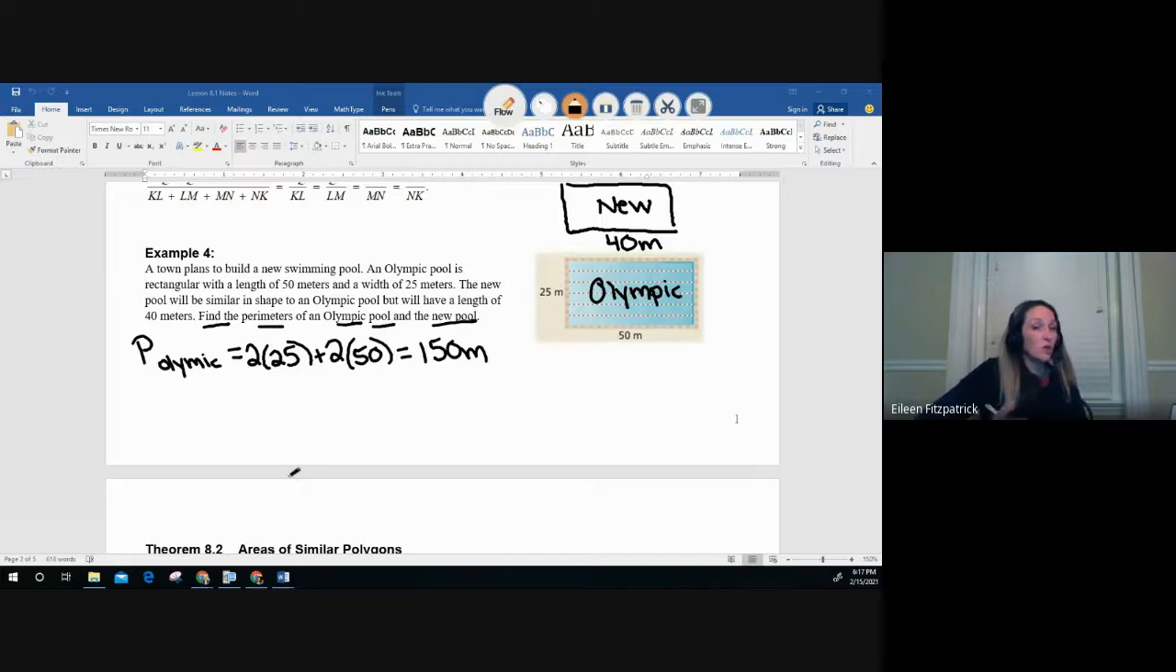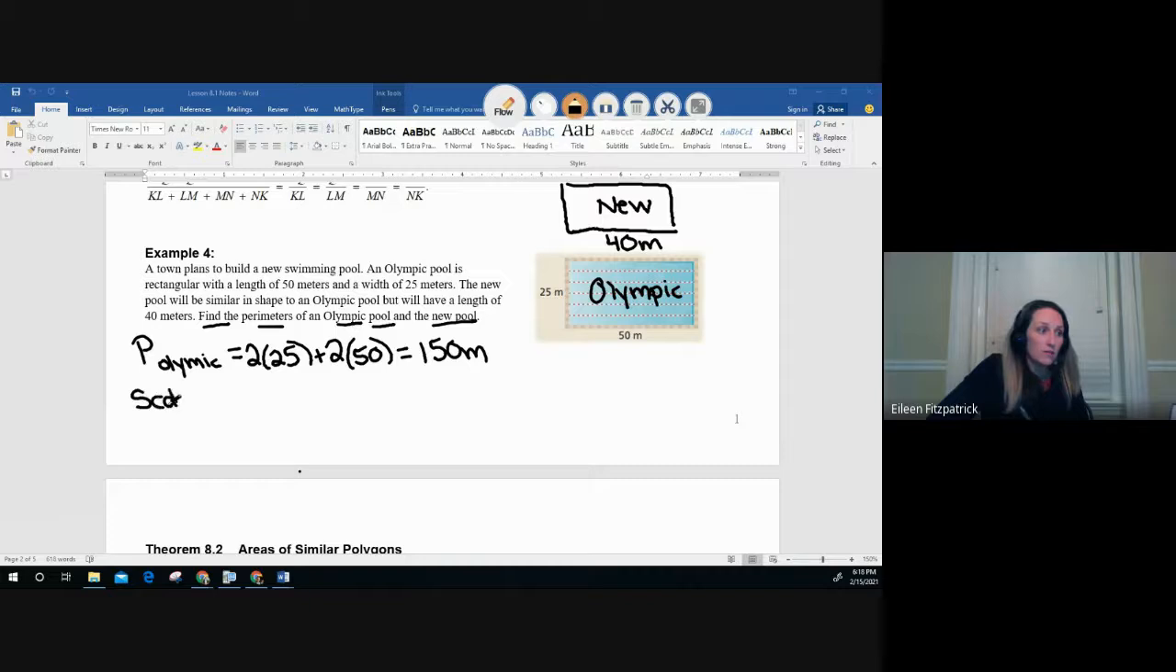Now, could I solve for the missing side here using proportions? And then once I know that side, could I just add all the sides up together and know the perimeter? Absolutely. I'm not going to do the problem that way just because I want to show you another option. Maybe I'll do it that way second. All right. So I'm going to ask you, do you know the scale factor? All right. You do. You can figure it out.